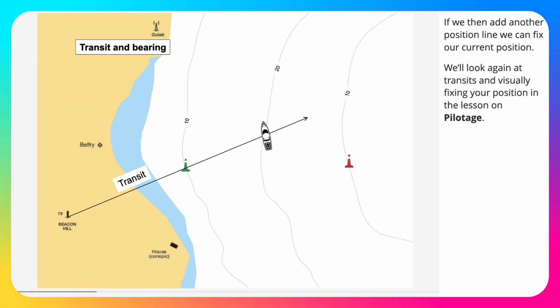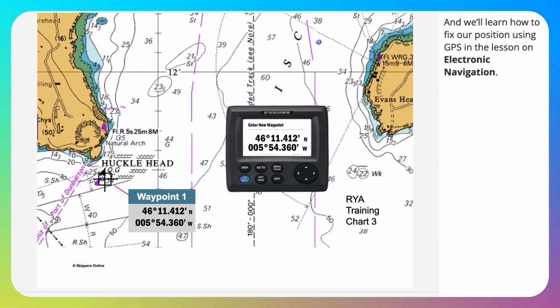If we then add another position line, we can fix our current position. We'll look again at transits and visually fixing your position in the lesson on pilotage. And we'll learn how to fix our position using GPS in the lesson on electronic navigation.